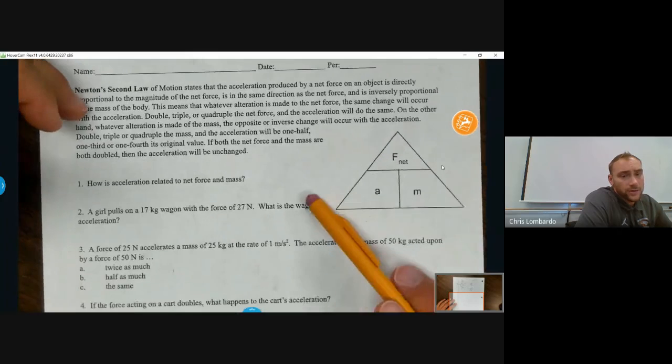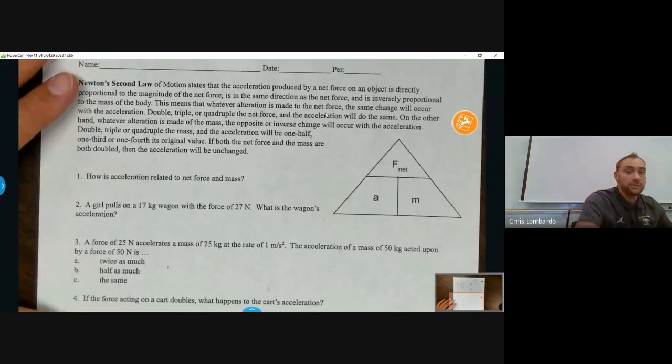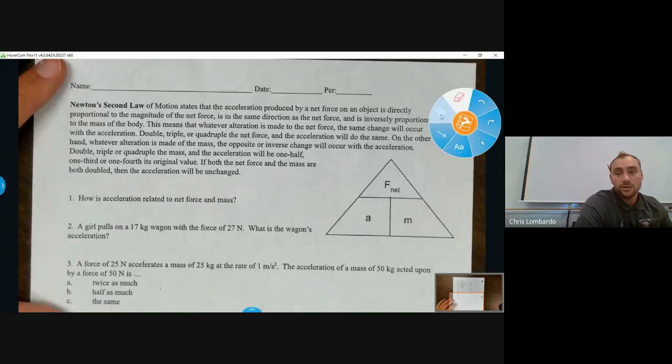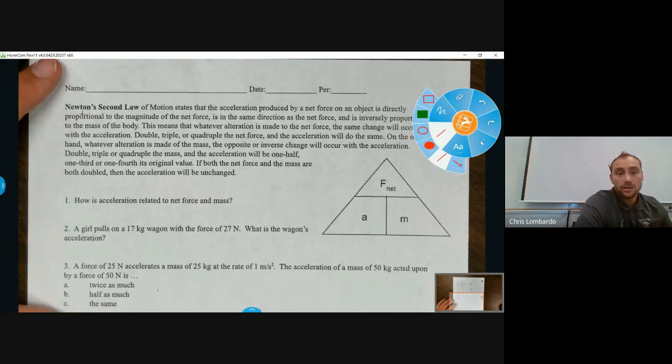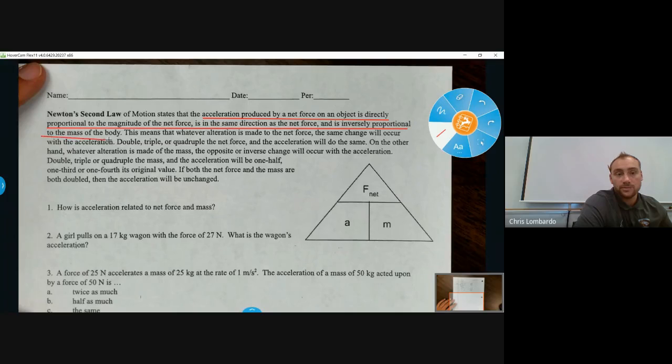So number one: how is acceleration related to net force and mass? That's just going to wind up being up here. All the stuff that you're going to need to answer number 1 will be right in there. Very, very simple.